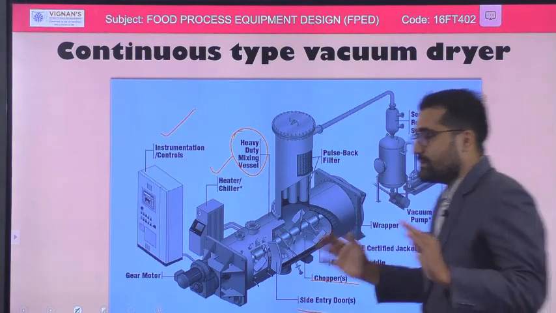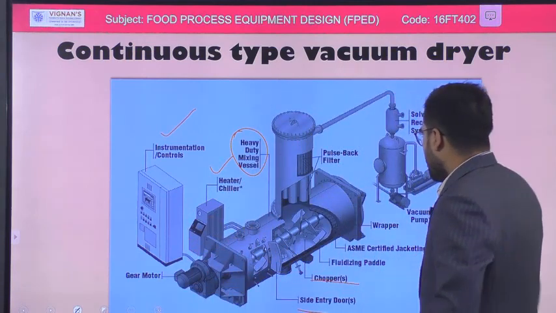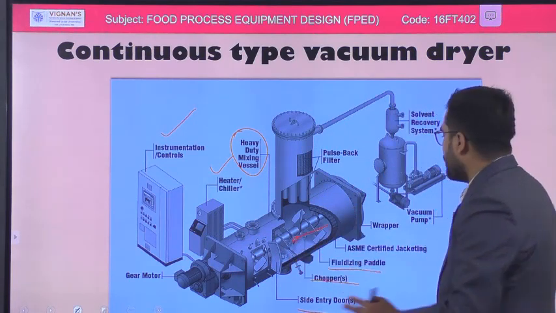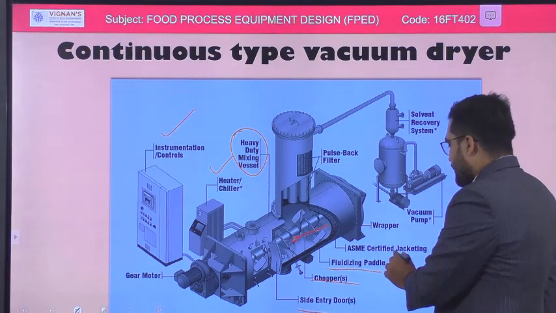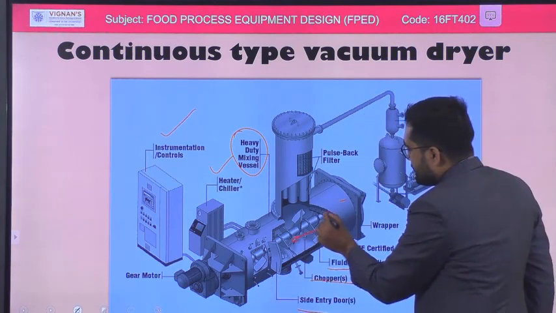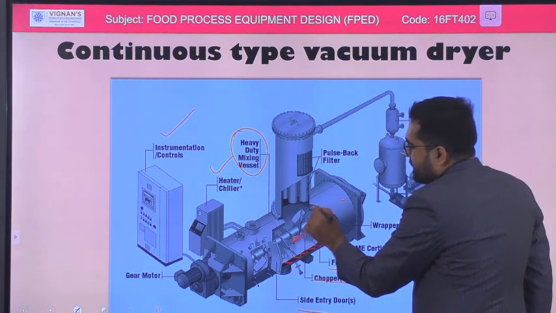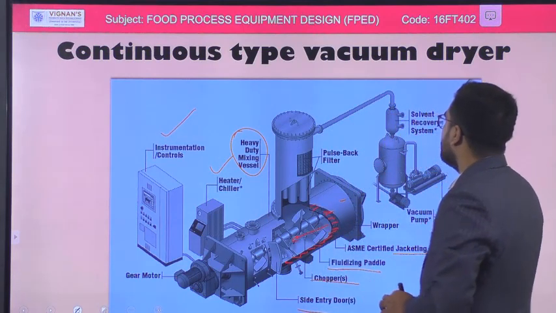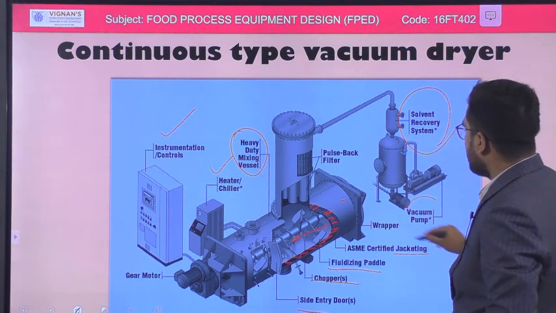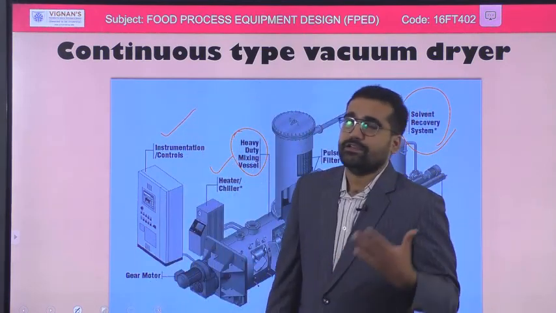Here the material is also transported with the help of baffles and the choppers. These are the paddles which move the material from one end to another. Then the jacket is used to transfer heat to the particles, and heat transfer happens because of the jacketed heat. Then solvent recovery is there: from the jacket we take out the solvent and create the vacuum again. So these things happen in a continuous type vacuum dryer.